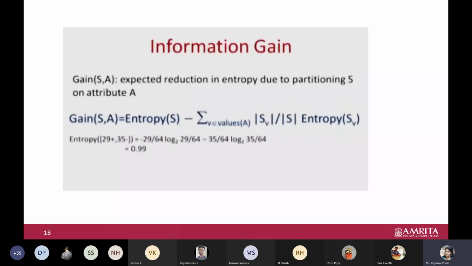So understand the basic concept. Entropy is high, we try to bring it down. When there is more uncertainty, as in this case when we have positive and negative samples, and they are equally likely, that is, we have the same proportion of positive and negative samples, we say entropy is high.